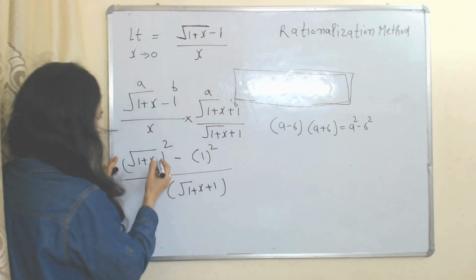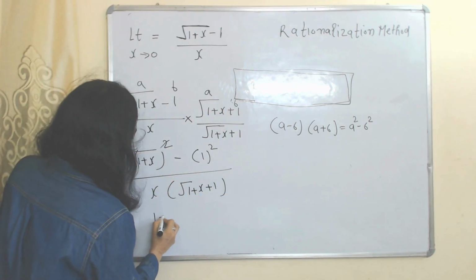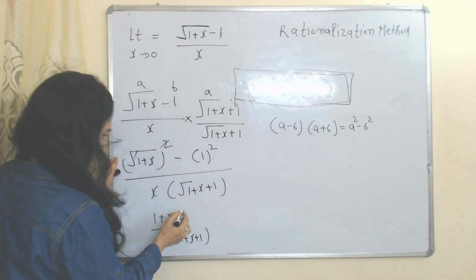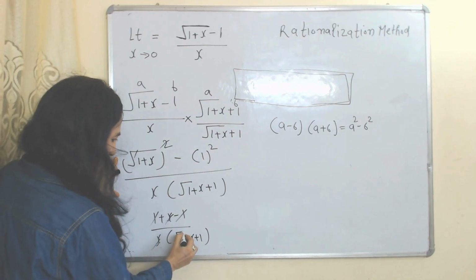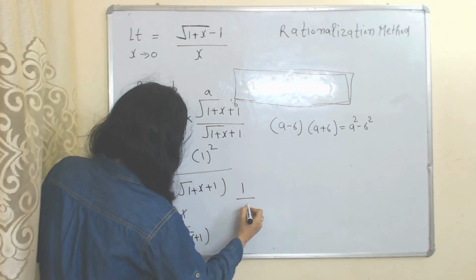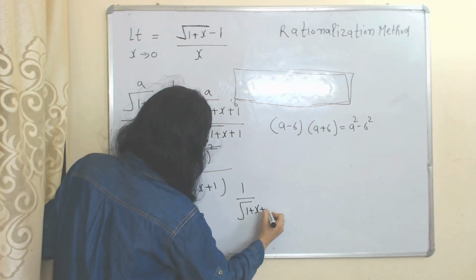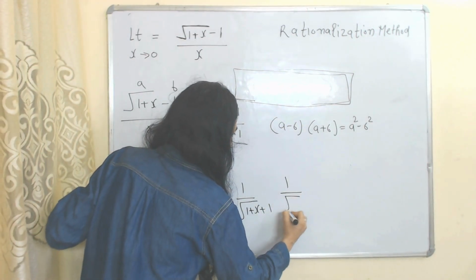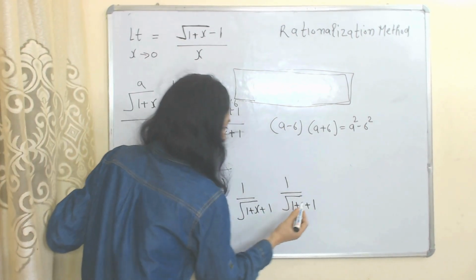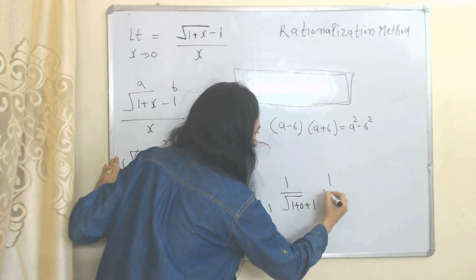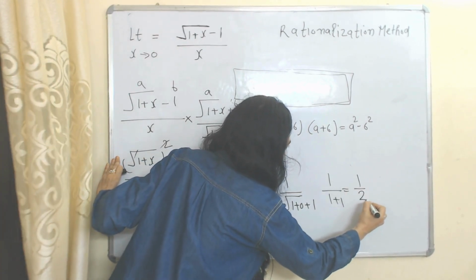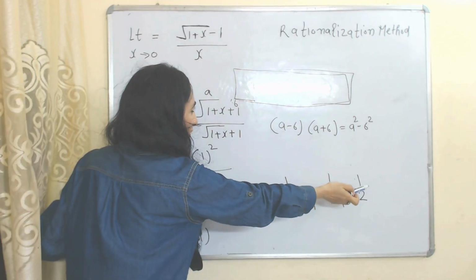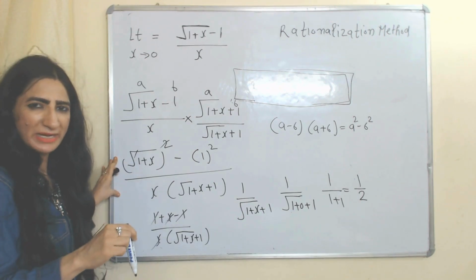So here you can see this cancels out and it will become equal to this. So this cancels out, this also cancels out, and our function will become equal to 1 over square root of 1 plus x, plus 1. Now in place of x we will put 0. When we put, as we know, square root of 1 is equal to 1. So this will be our answer. When x approaches 0, then our function will become equal to 1 over 2 according to rationalization method.